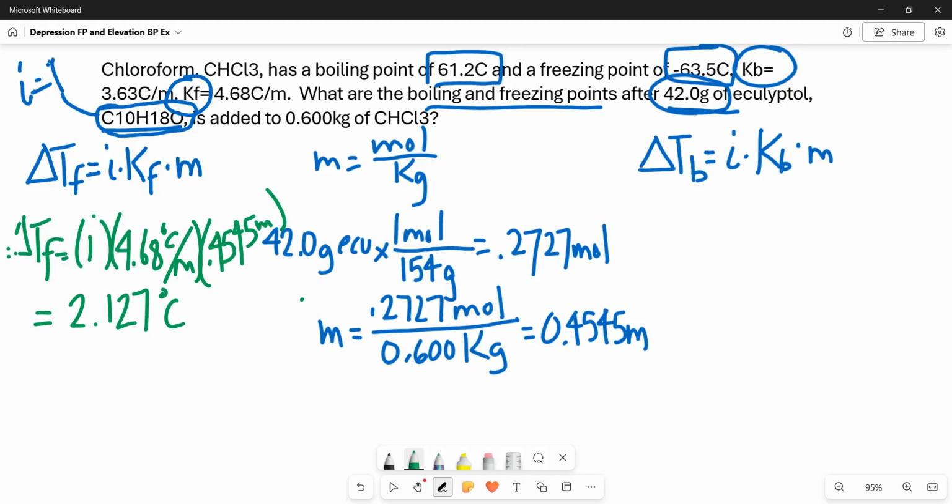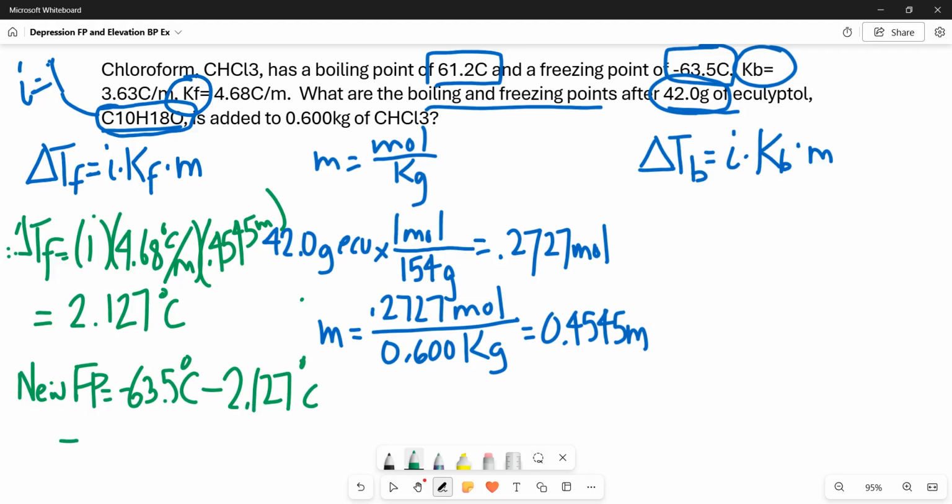Well, for colligative properties, when you add a solute to the solvent, it's going to depress it. Our original freezing point is negative 63.5. So the new freezing point is going to be negative 63.5, which is its regular freezing point, minus 2.127 degrees Celsius. And so the new freezing point is going to be negative 65.6 degrees Celsius. So there's one of our answers.